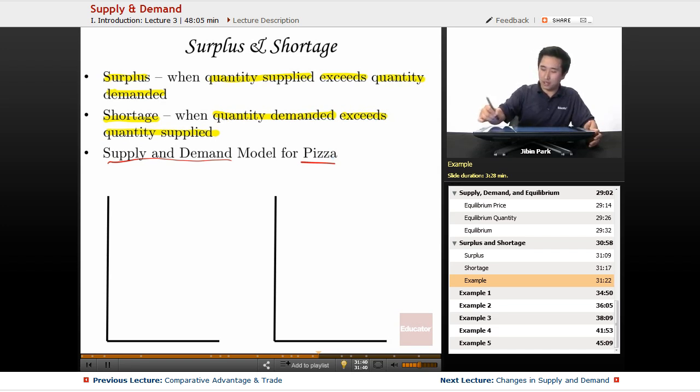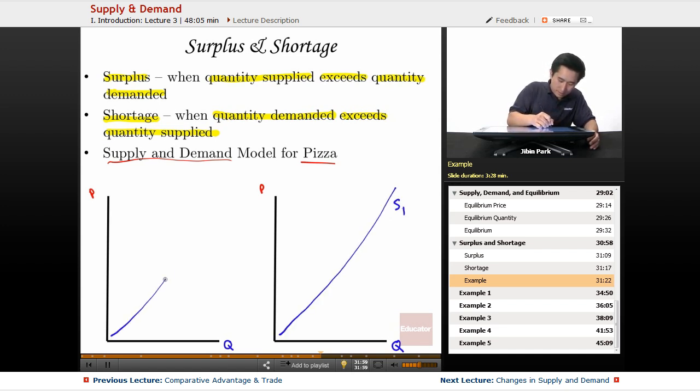So the supply and demand is going to look exactly the same. So I'll set these two problems up side by side here with price on the y-axis, and on the x-axis you have quantity. Okay, and we'll draw a supply curve here, and then you have demand.